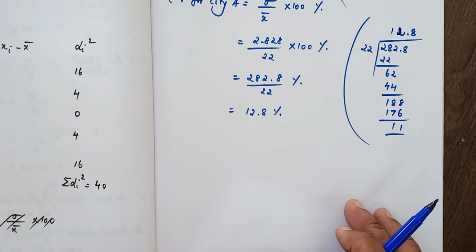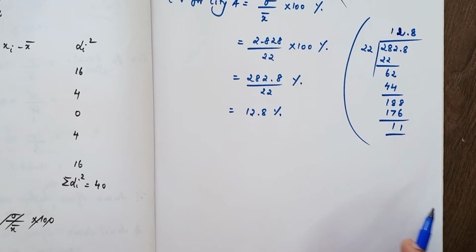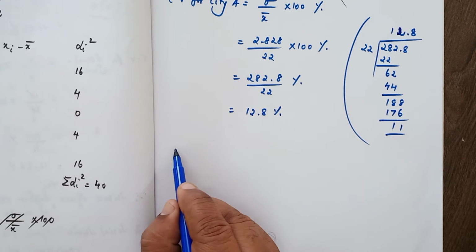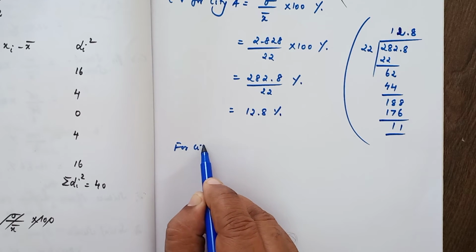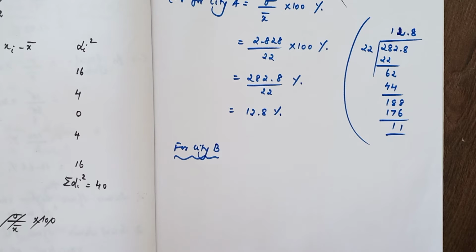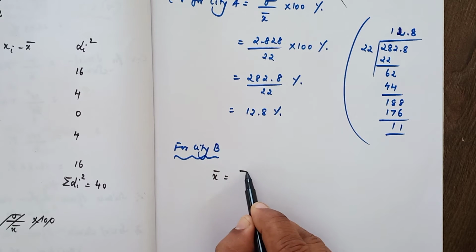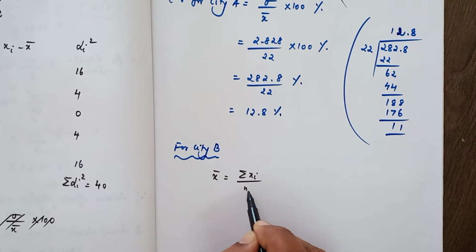12.8 percentage. The same procedure is to be followed for city B also. For city B, now we can calculate. We have to calculate x bar, that is equal to the formula sigma xi by n.